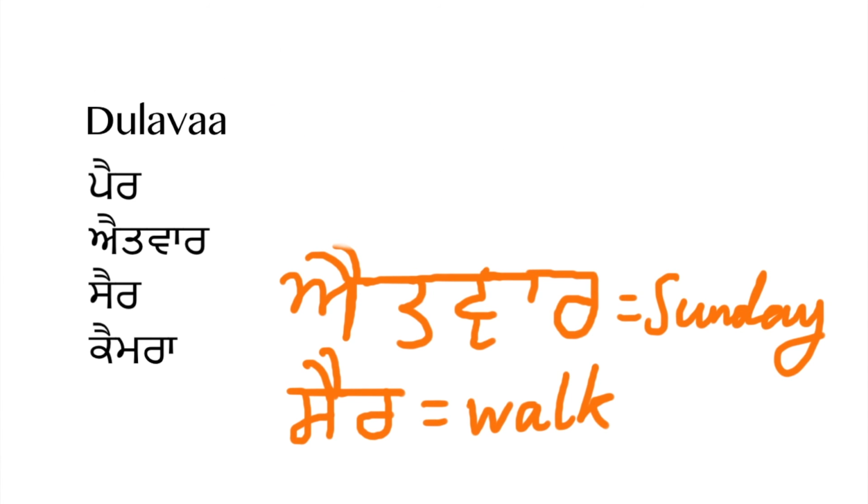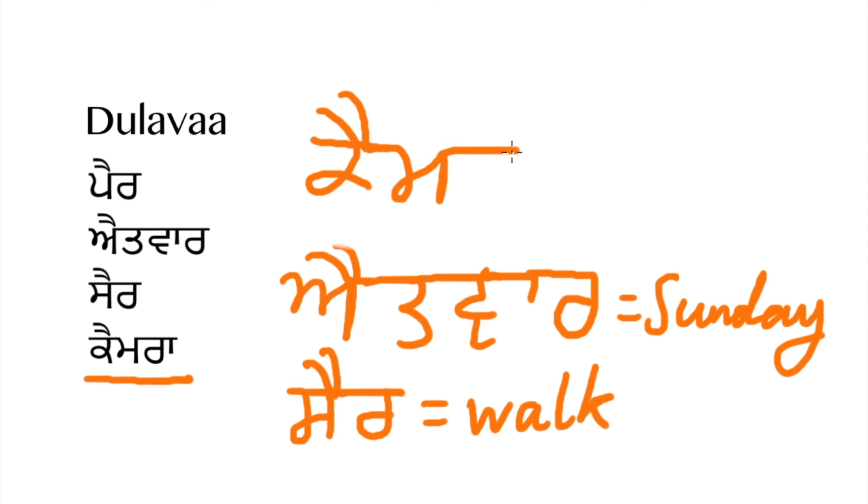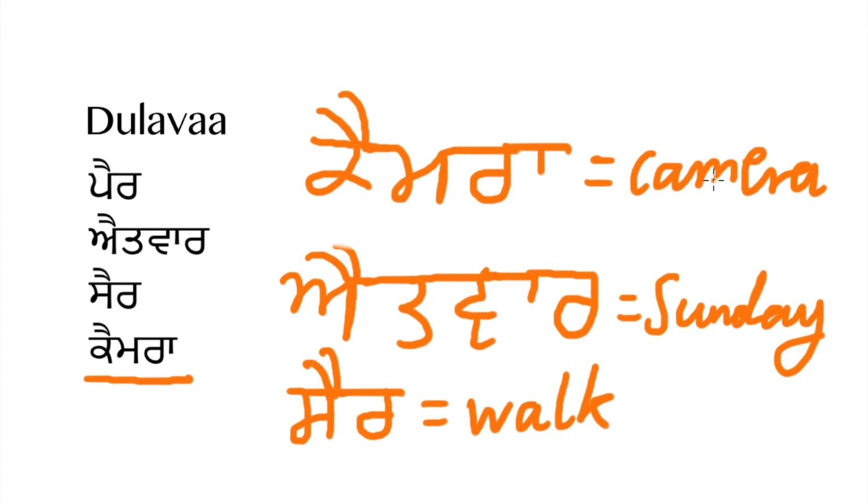and I'll write here this word. We got kaka, ka, ma, ra, a, camera. Now guess what that means? Correct, it means camera, directly imported from the English.